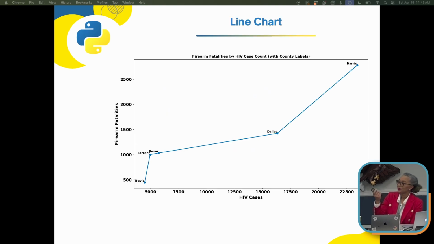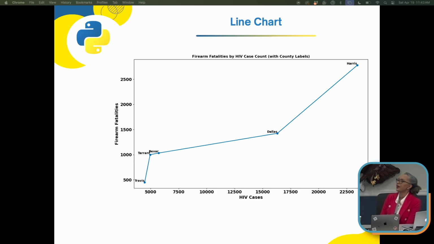Okay, so visualization examples. This is a line chart. Here what I've shown is the number of HIV cases per county, and you can see the lowest number looks like Travis County, and it goes up to the highest, Harris County again. Travis County is Austin, and Harris County is Houston. So this is just a basic line chart.